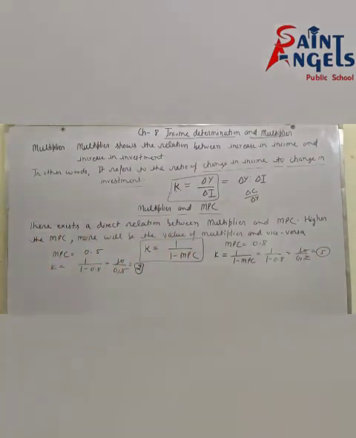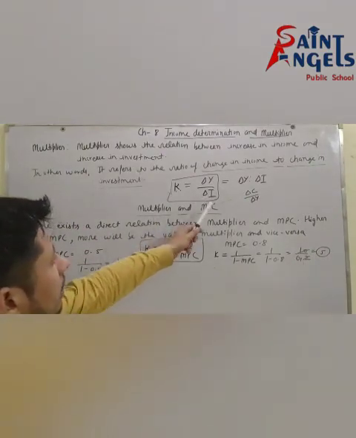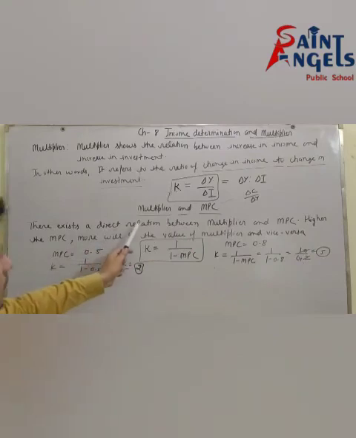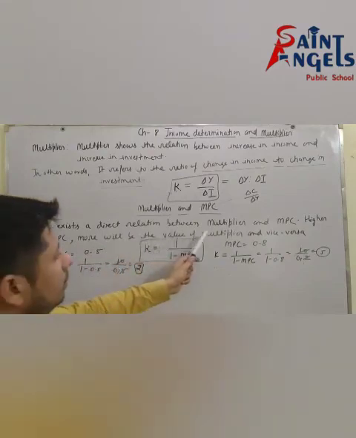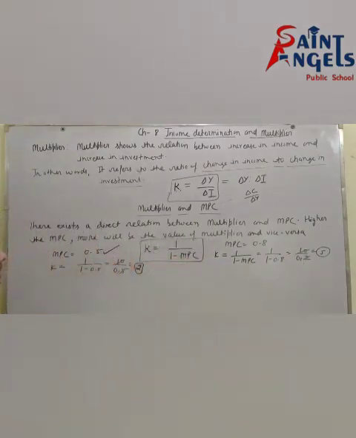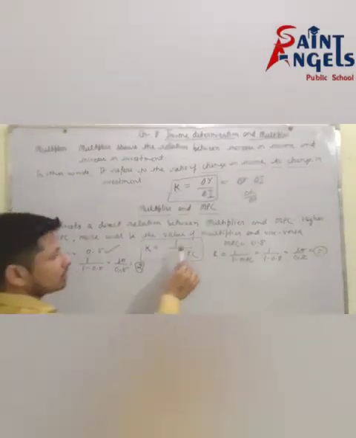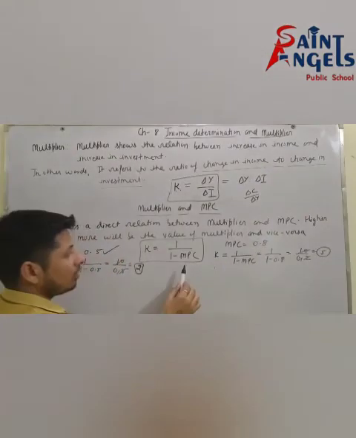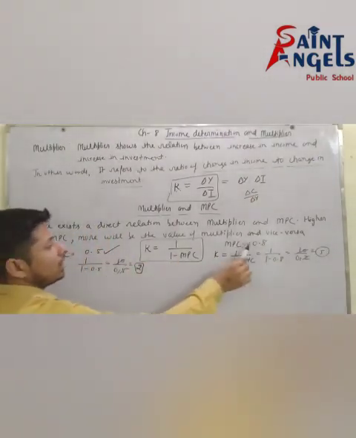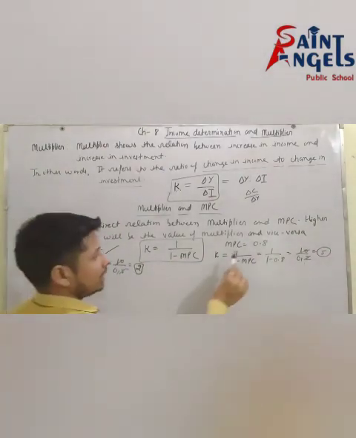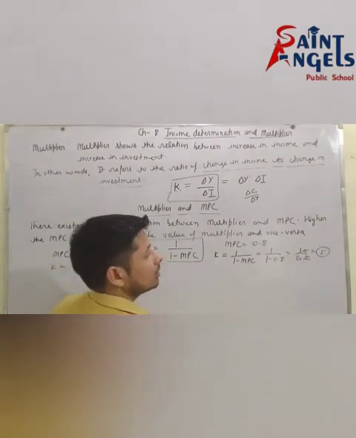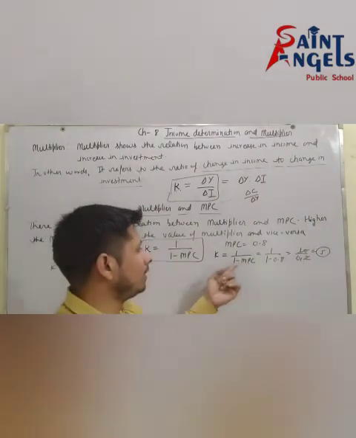See, now I hope all of you have understood the relationship between MPC and multiplier. There exists a direct relationship between multiplier and MPC. Higher the MPC, more will be the value of multiplier. See, the initial value of MPC is 0.5, and the value of MPC increases from 0.5 to 0.8. At the initial MPC, the value of K is equal to 2.